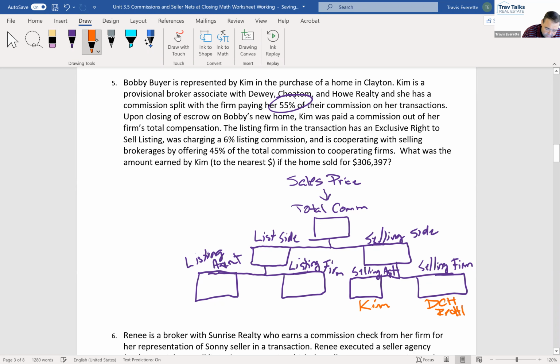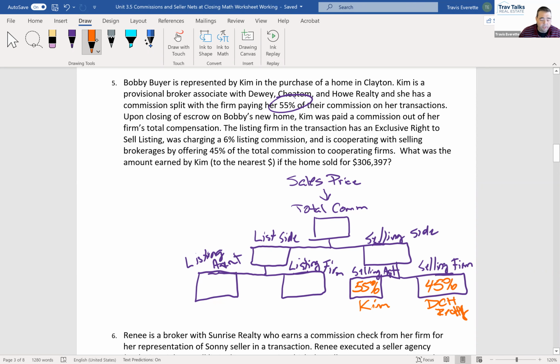DCH Realty is the selling firm because it says they are representing the buyer. And she, Kim, has a commission split with the firm paying her 55% of their commission on her transactions. So Kim has a 55% split, which means her firm must have the other 45%, because when you got those big numbers, they got to add up to 100. Upon closing of escrow on Bobby's new home, Kim was paid a commission out of her firm's total compensation.